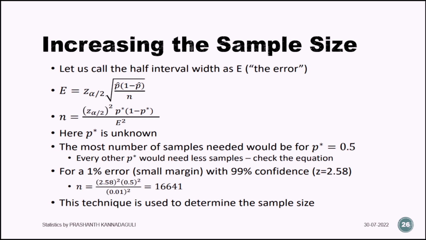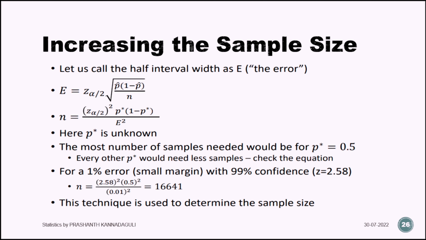So Z alpha by 2 is 1.96. It's a square of that. Then 0.5 will remain the same, so please write 0.5 square. Then divide it by 0.05 square, because there is a 5% error. When I say 95%, 5% error. Yeah, that will change.